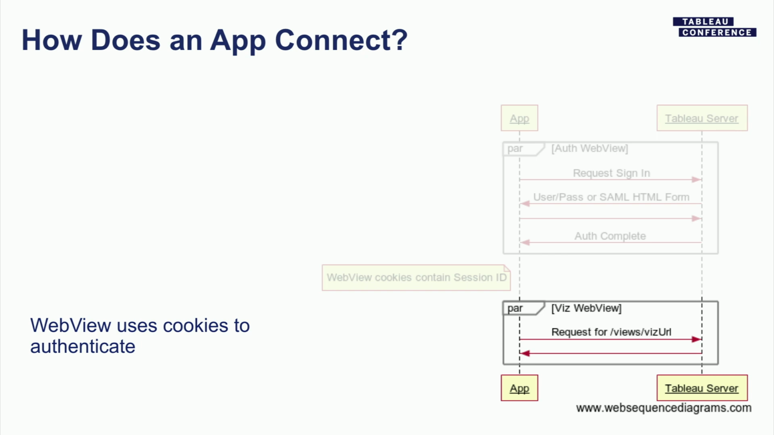So the Tableau Server sees that cookie come along with the viz request, says, oh, I understand who this user is. I know what their permissions are. They're OK to view this viz. Here's the viz back.